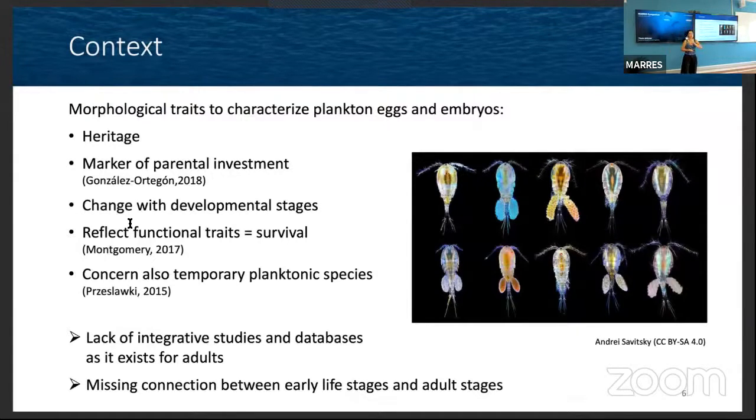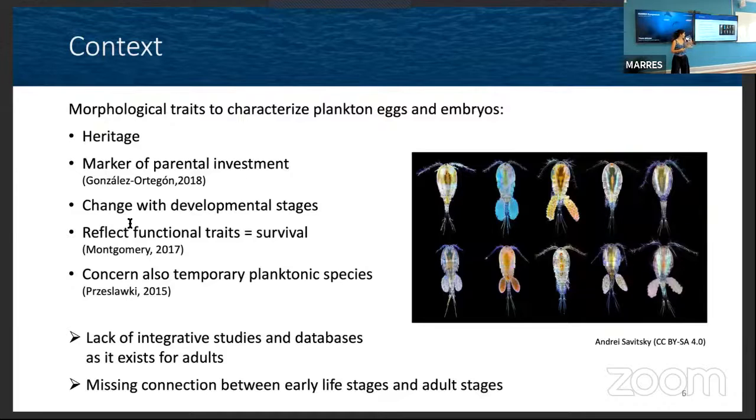And what is particularly important is that it concerns also non-planktonic species. I mean by this that the early life stage is planktonic, but then the adult stage is not. And so in this case, it means that if the larvae are exposed to stressors, maybe the whole species can be in danger too. However, today there is a lack of integrative studies and complete databases regarding the morphology of these early life stages, compared, for example, with huge databases like EcoTaxa that we have for the adults.